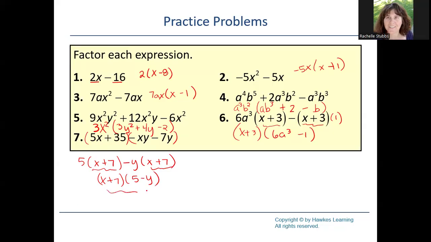And there I have it. Factoring by grouping, finding the GCF. The GCF is our big thing that we're looking for today. So get practicing learning how to find the GCF.